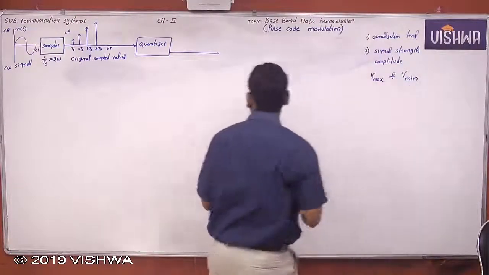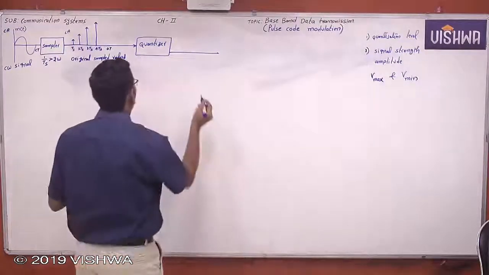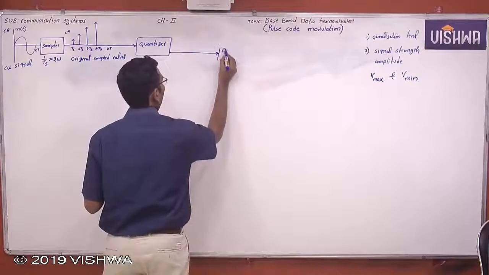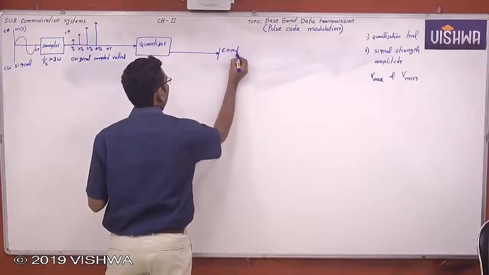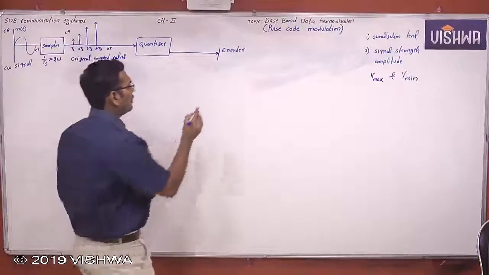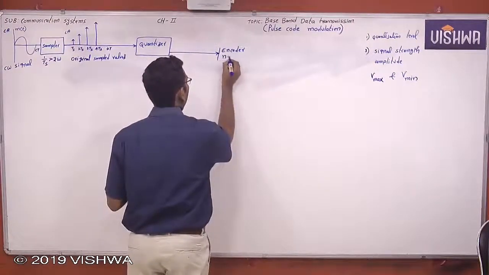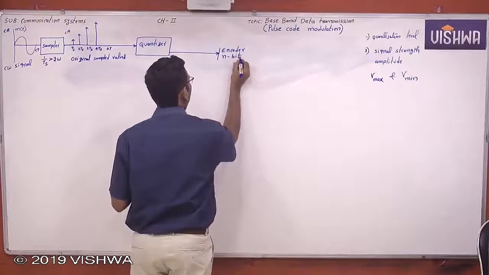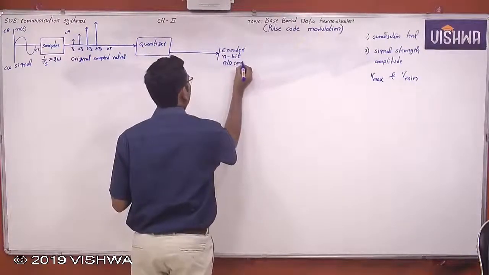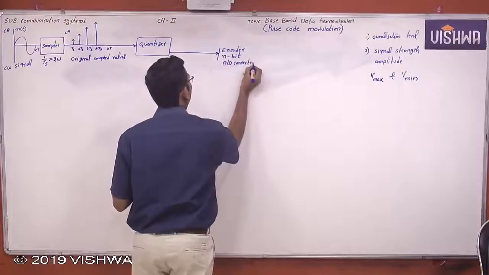What is the minimum amplitude? What is the next block? The next block is nothing but the encoder. Am I right or not? Practically, this encoder is nothing but an n-bit A to D converter.